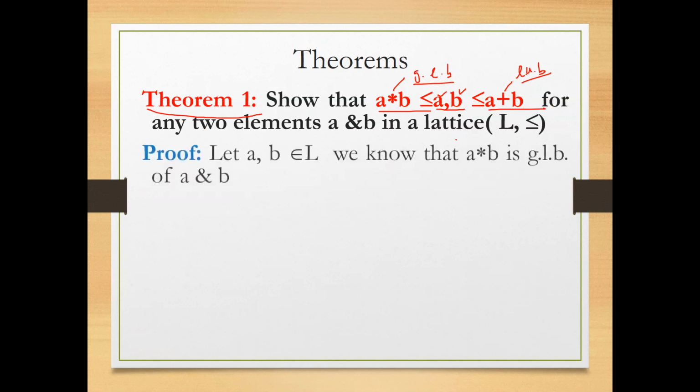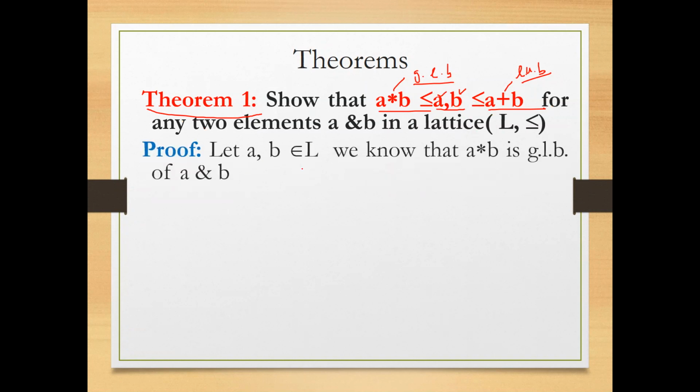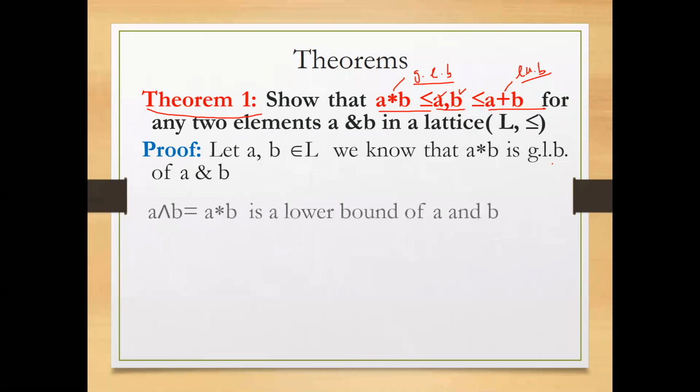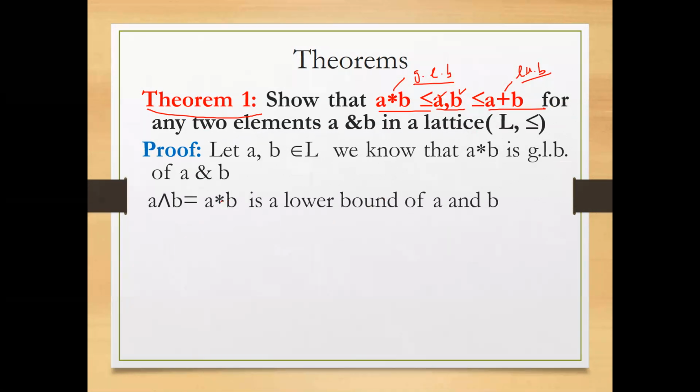So it is obvious, because if A and B belong to L, we know that A star B is the greatest lower bound of A and B. So A meet B or A star B, both are the same, is a lower bound of A and B. It is the greatest lower bound, but firstly it is a lower bound.